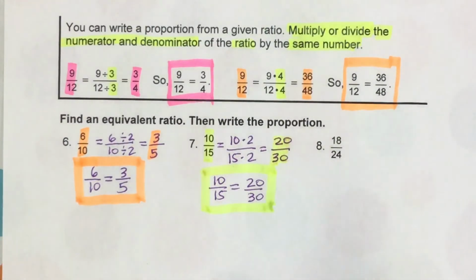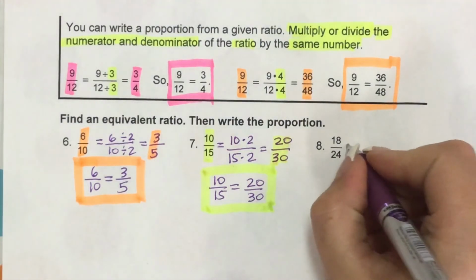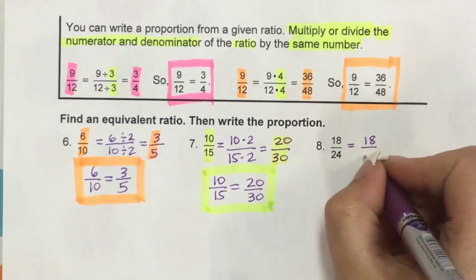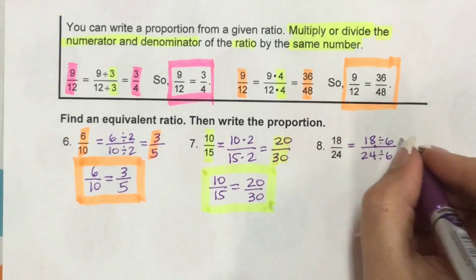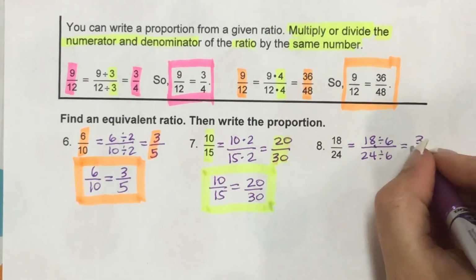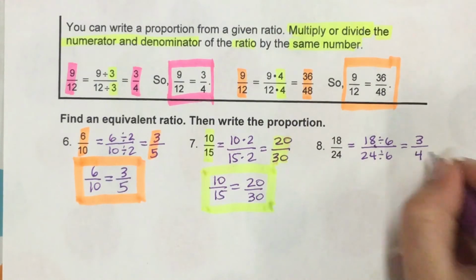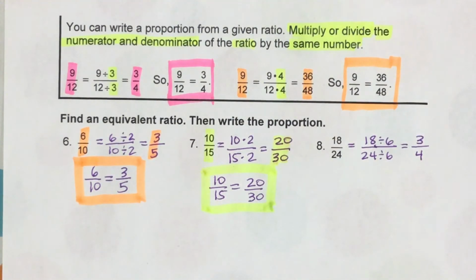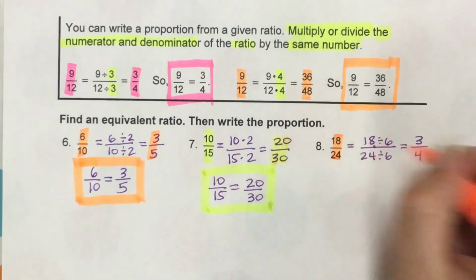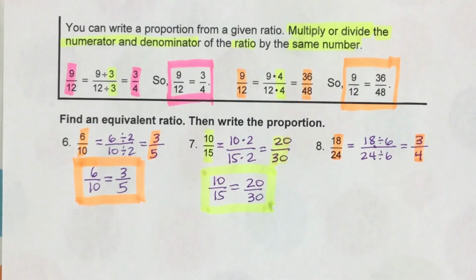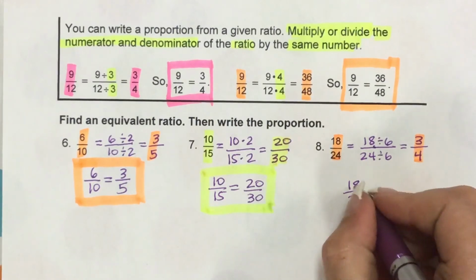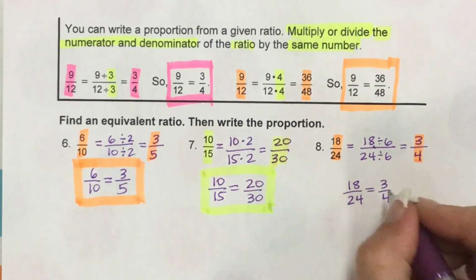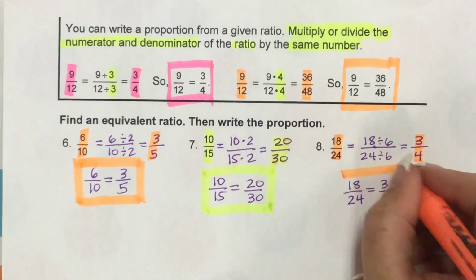So what I see about 18 and 24 is they're both divisible by 6. So I'm just going to go ahead and write an equivalent ratio by dividing both the top and the bottom by 6. So if I go 18 divided by 6, that is 3. If I go 24 divided by 6, that would be 4. So there are my two equivalent ratios. 18/24 is the same thing as 3/4. And then I can write those two equivalent ratios equal to each other, and then I have a proportion. 18/24 is the same thing as 3/4. So there is my proportion right there.